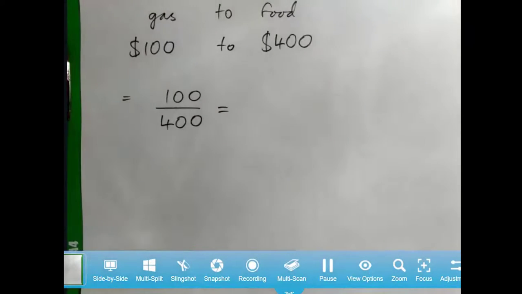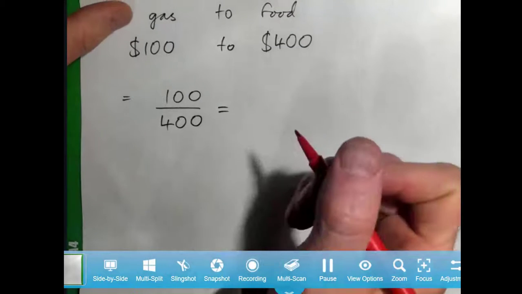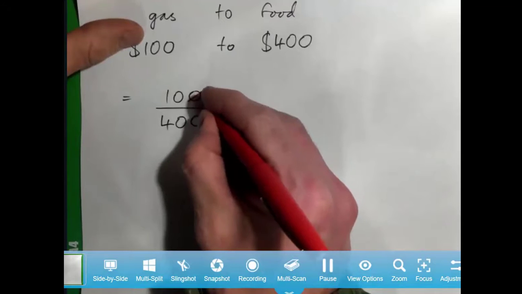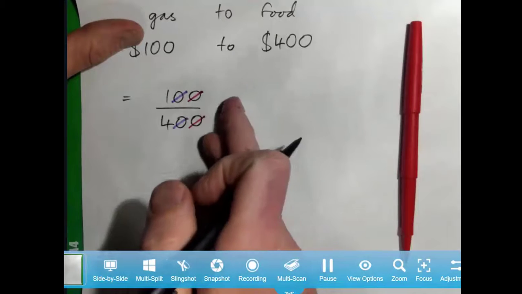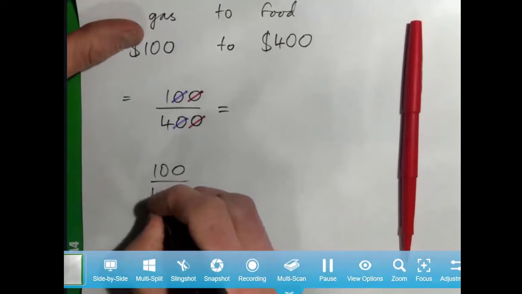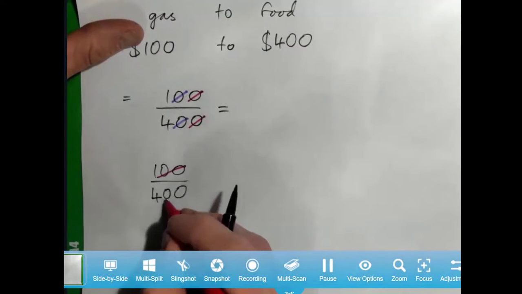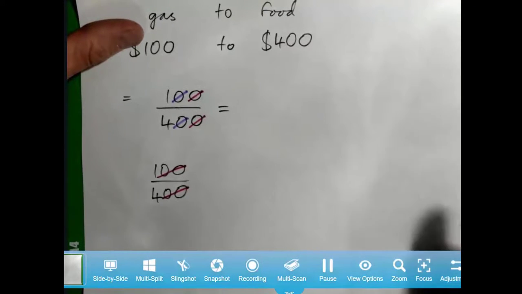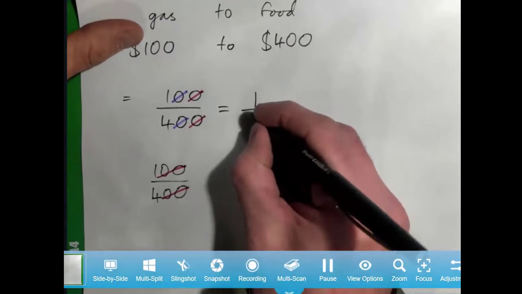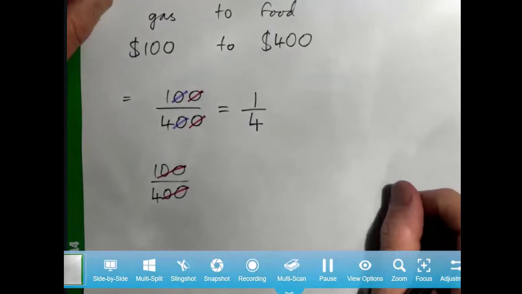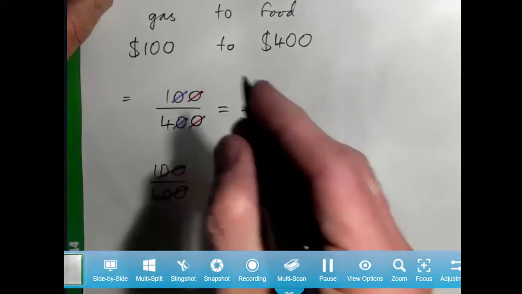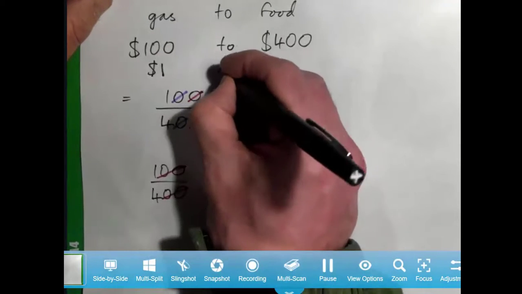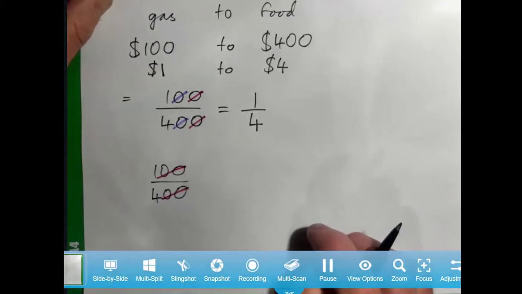And we can simplify that fraction, right? Right. Crossing off both zeros by dividing by 10, I get 10 over 40, which you could divide by 10 again, cross off these zeros, right? Mm-hmm. Yeah, or just cross off both zeros at the same time. We could divide the top and bottom by 100 by crossing these zeros off, right? How would you translate the answer to the ratio for the ratio problem? We got 1 over 4, right? Which is the same thing as $1 of gas to $4 of food, isn't it?